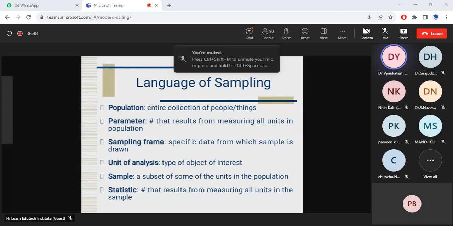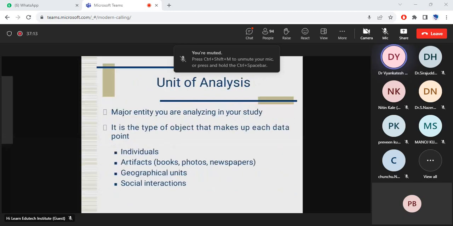The unit of analysis is the major entity you are analyzing in your study area, the type of object that makes up each data point. It depends on what type of object makes each of your data points: individual artifacts like books, photos and newspapers; geographical units, such as geographical locations and hotspots; and social interactions, such as social phenomena, social platforms and social individual matters.